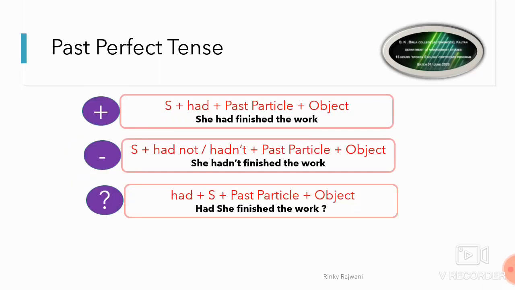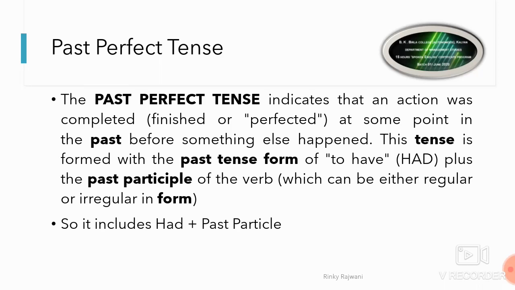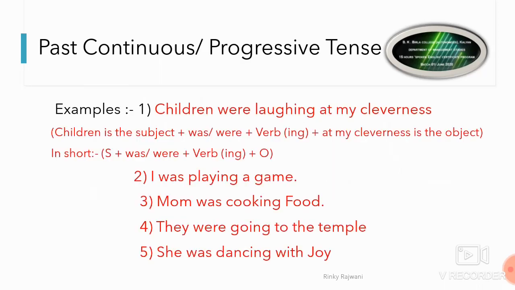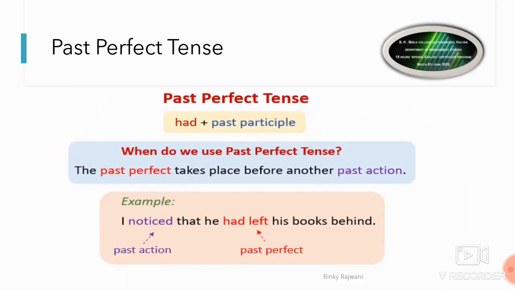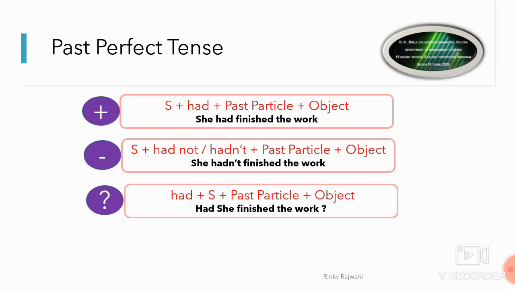Let's see some examples. Here again we will see it based on subject and object. As usual we will start with the subject, add the object, and in between we will add had and past participle. Like in our previous slide, we used subject and object at the end, and in between we used was or were and verb plus ing. Here, instead of was or were, we are using had and the past participle.